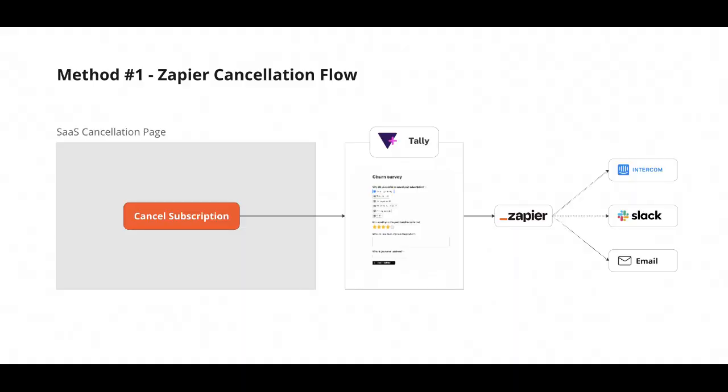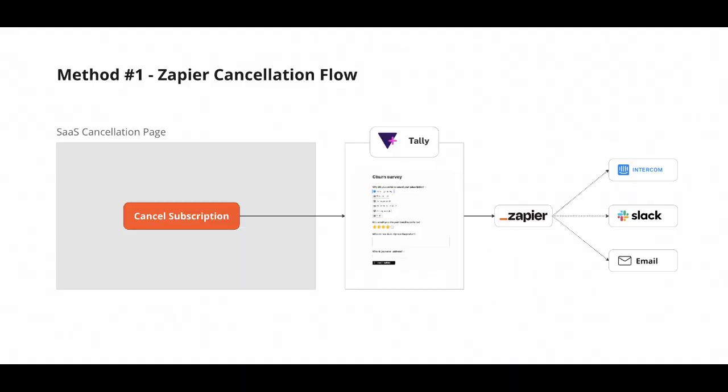In this video, I am going to show you two alternative methods for implementing SaaS cancellation flows. Both of these methods that I describe here are 100% free, and they can be implemented by you for your product in about 15 minutes if you follow these instructions. Let's get started. The first method is based on Zapier.